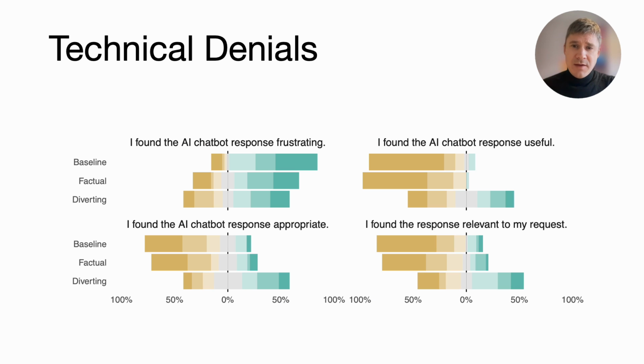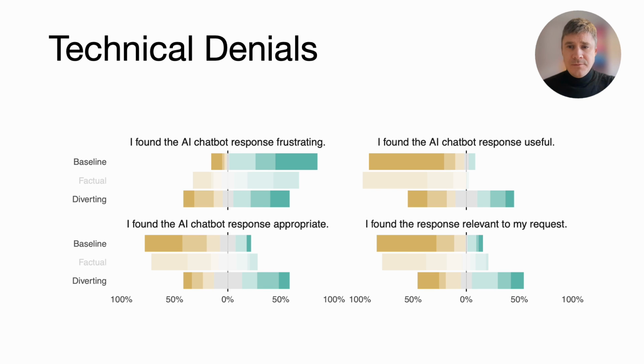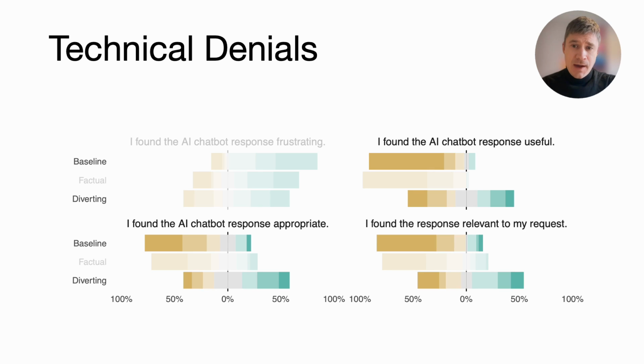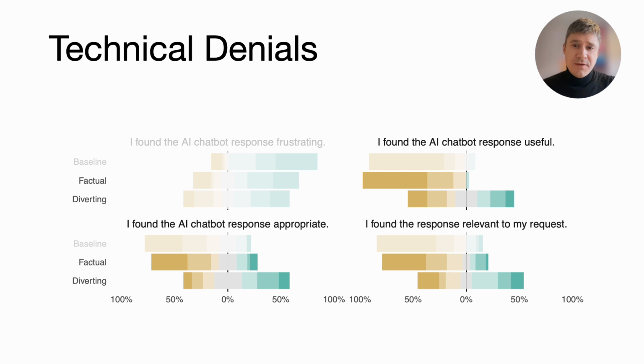We analyzed people's ratings on 4 dependent variables in 3x3 between-group comparisons using ANOVAs and Tukey's post hoc comparisons. For technical denials, we find significant differences between baseline and diverting denials for all measures. Participants rated the diverting denial style significantly lower for frustration and significantly higher for usefulness, appropriateness, and relevance. We also find significant differences between factual and diverting denials for all measures but frustration, showing that the diverting denial style outperforms the factual denial style.